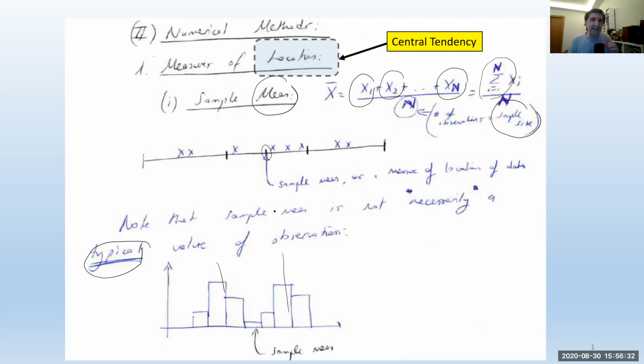So you should be careful: if you just report a single sample mean value, it may be deceiving if you do not supplement the sample mean information by other graphical or numerical methods. But for many cases, if you have a single peak here, the sample mean seems to be a good indicator of central tendency. I'm going to talk about this more at the end of this lecture.